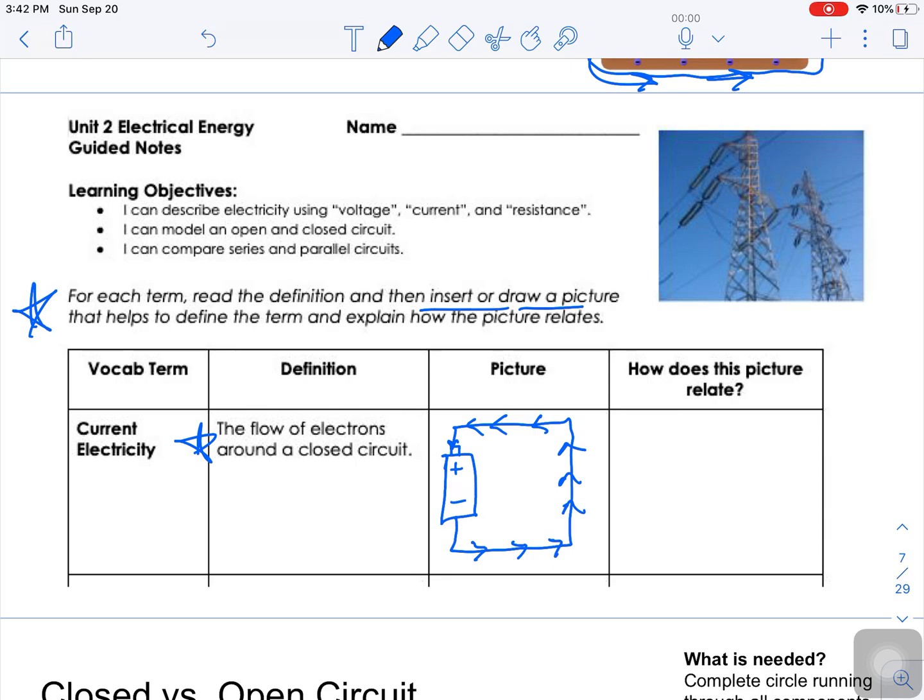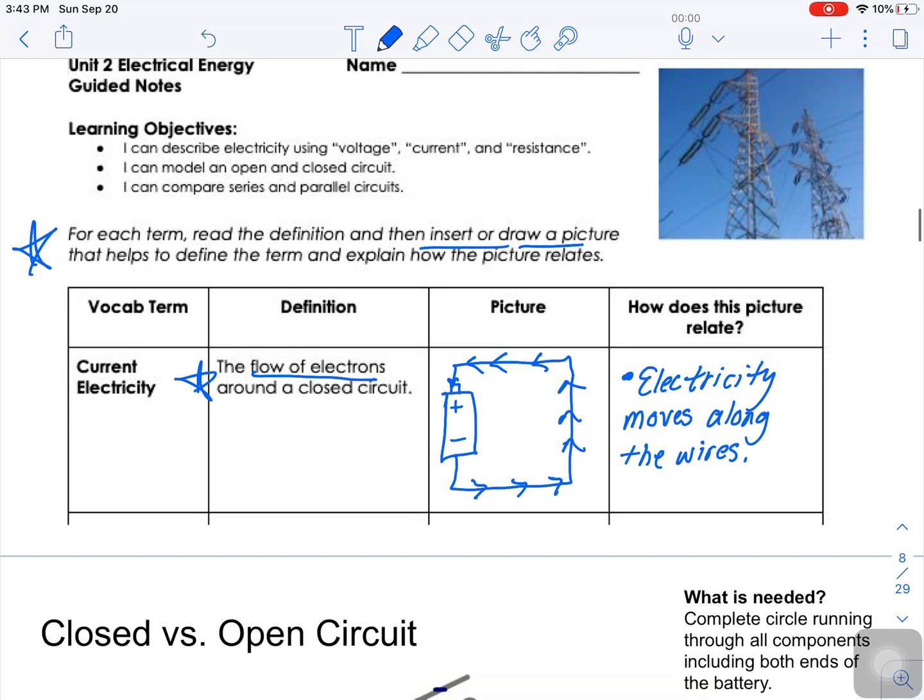And then I'm going to describe how this relates to this picture. Okay, so I'm going to write electricity moves along the wires. So current, which relates back to current electricity, the flow of electrons around a closed circuit. Okay, so that's kind of what your guided notes are.